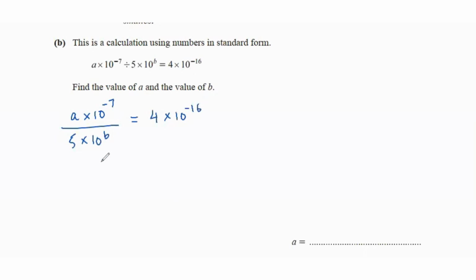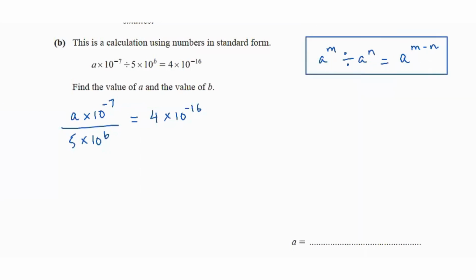Whenever we have similar bases being divided, we subtract the powers, which is one of the rules of indices. If a to the power of m is divided by a to the power of n, that's going to be a to the power of m minus n. So we're going to apply the same rule here with 10. So it's going to be a over 5 remains as it is, times 10 to the power of negative 7 minus b, which is equal to 4 times 10 to the power of negative 16.